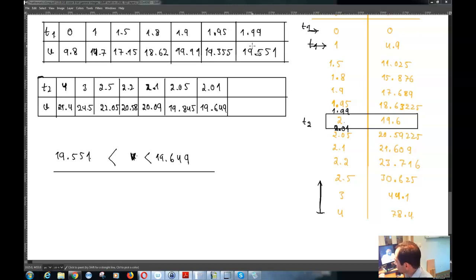So it says that purely on the physical grounds, both these sequences of average velocities must approach a common limit. This is important. We can safely conclude that the velocity of the body at t equals 2 is between 19.551 meters per second and 19.649 meters per second. And well, we know that basically velocity is the rate of change of displacement, or the rate of change of distance from some point in your coordinate system.